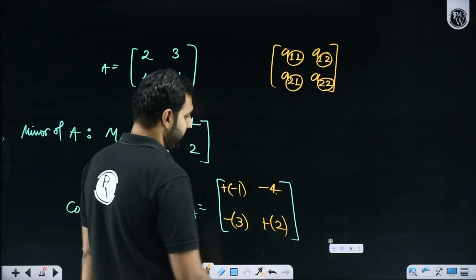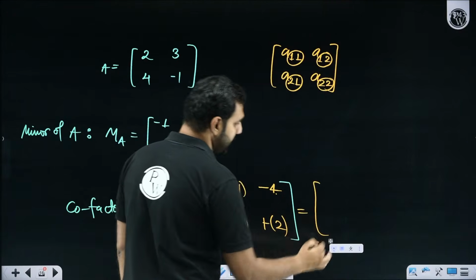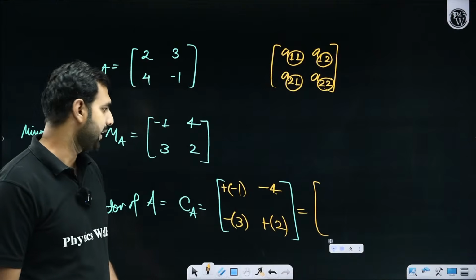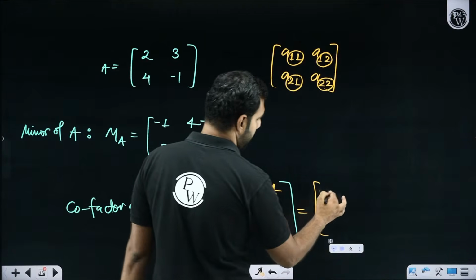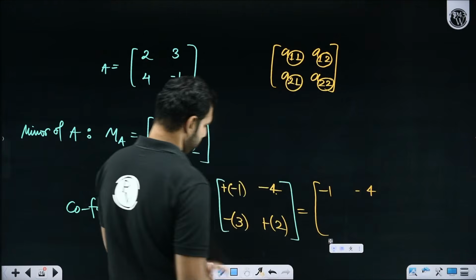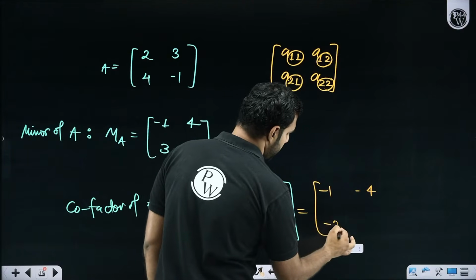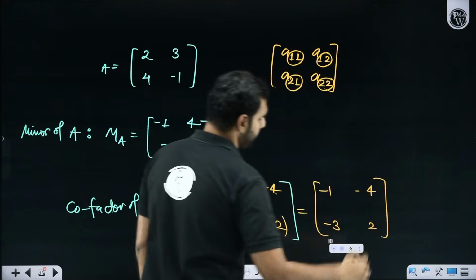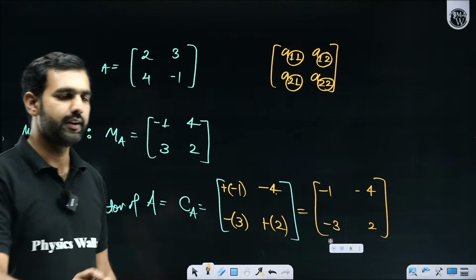Which means if I'm finding its cofactor, it will be -1, -4, -3 and 2. Did you all get this? Did you all understand this?